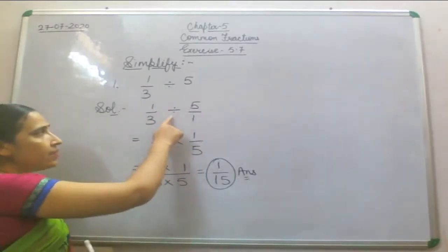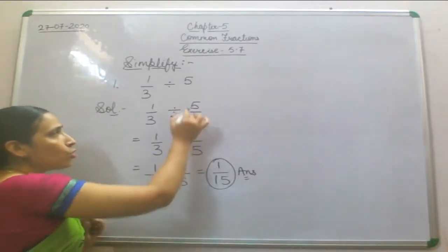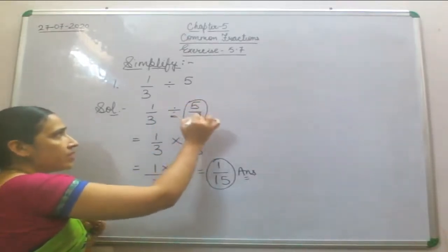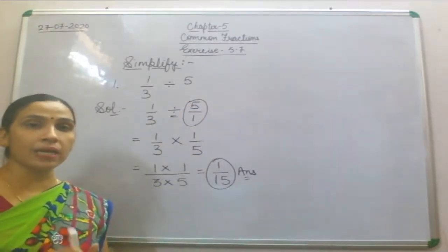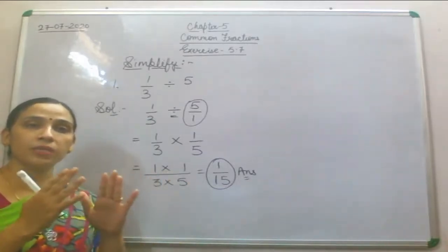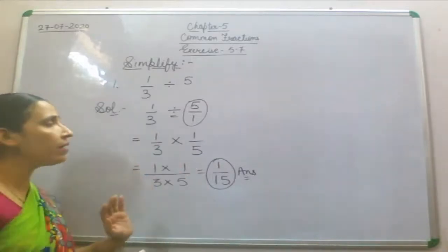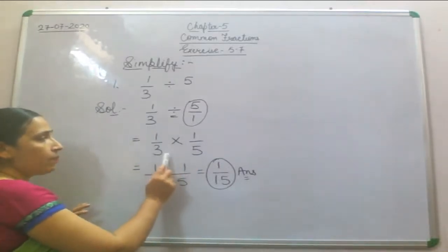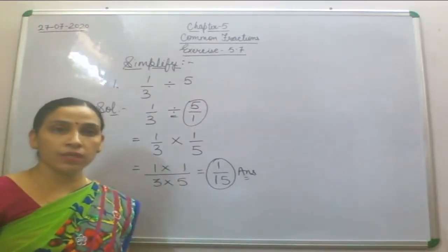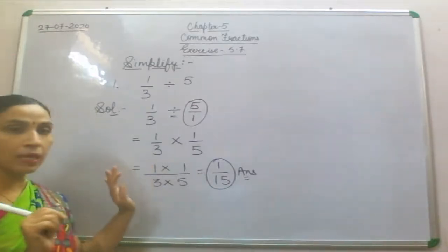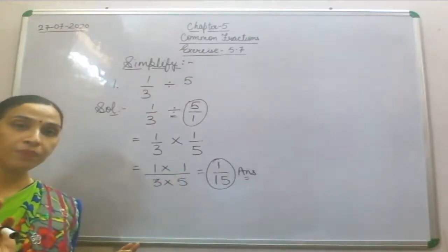After that, this division symbol will be changed into multiplication. So the fraction which is after the division symbol will become its reciprocal. Now what does reciprocal mean? That will be the opposite. The denominator will become the numerator and the numerator will become the denominator. Now 5 by 1 will become 1 by 5. Fine. Now the next step, this will become the multiplication question which we have done just now. So here 1 by 3 will be multiplied by 1 by 5.